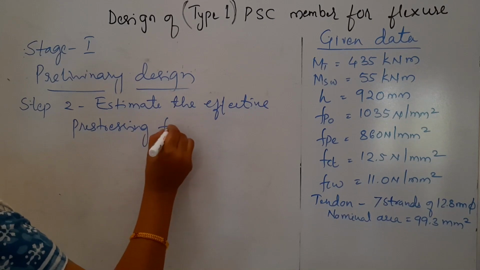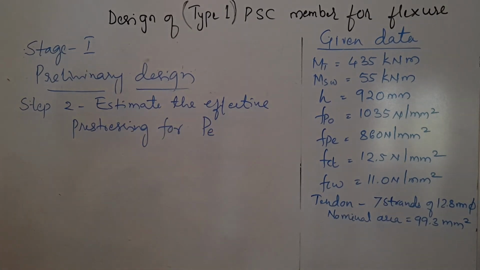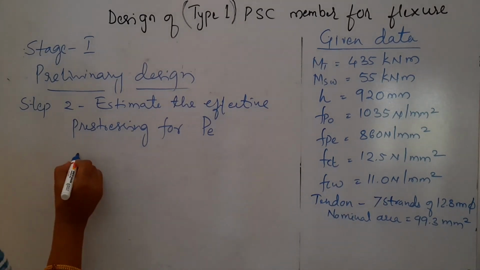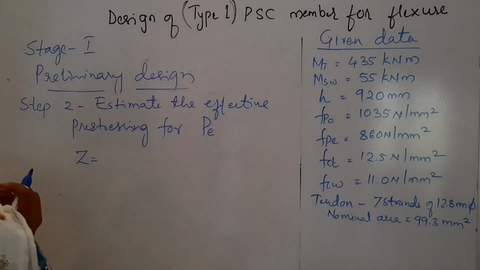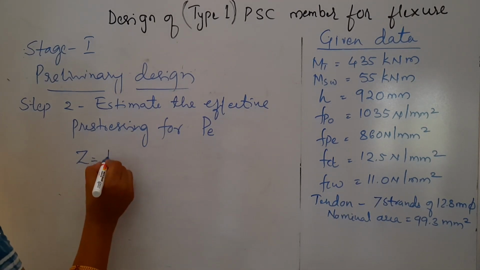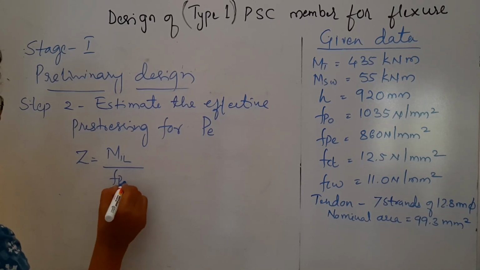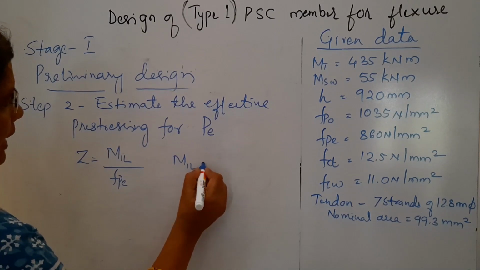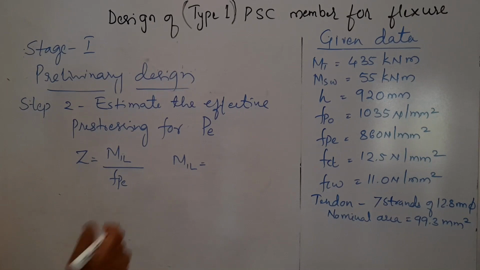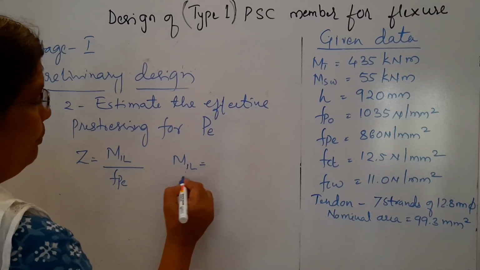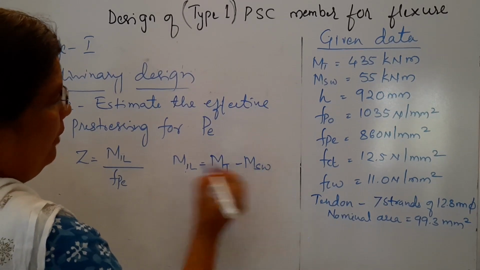Here force means we are using capital P, effective means PE. Then we know the relation between the lever arm and effective pre-stress and the imposed loads, that is MIL divided by FPE. Where MIL, as M sub SW is very less, we can neglect this. Directly we can take MIL, the imposed loads, equal to MT minus MSW.